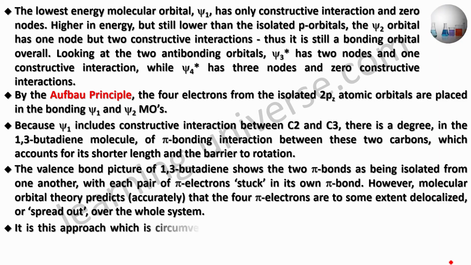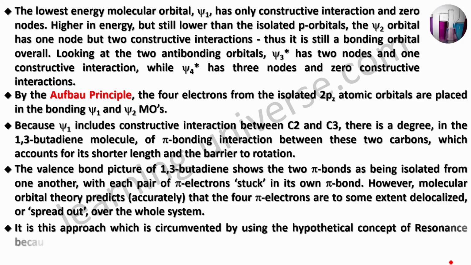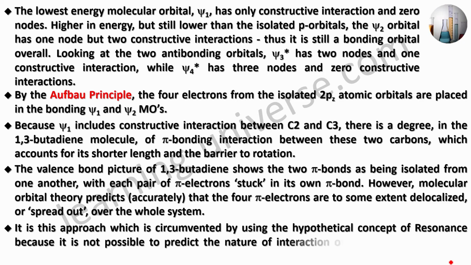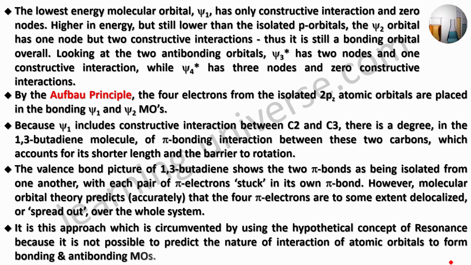It is this approach which is circumvented by using the hypothetical concept of resonance, because it is not possible to predict the nature of interaction of atomic orbitals to form bonding and antibonding MOs. Now, whatever diagrams I showed you, these are theoretical diagrams. These are experimentally observed and then drawn. If experimental observation was something else, we would have drawn something else. So, molecular orbital theory is purely mathematical. It is totally based on experimental observations and then giving a theory to accommodate the experimental results. Therefore, whatever molecular orbitals we draw is based on what actually is present.